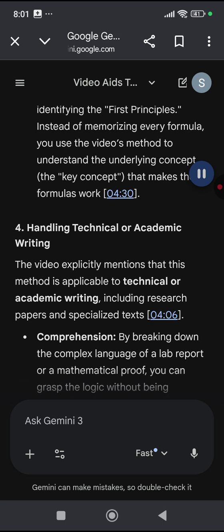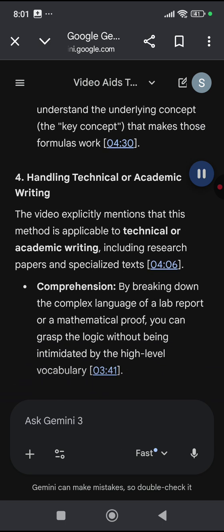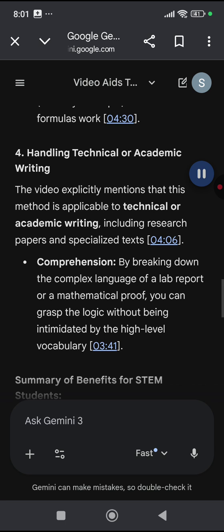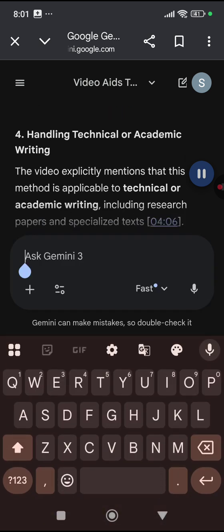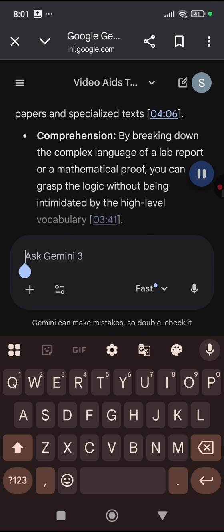4. Handling technical or academic writing. The video explicitly mentions that this method is applicable to technical or academic writing, including research papers and specialized texts. Comprehension: by breaking down the complex language of a lab report or a mathematical proof, you can grasp the logic without being intimidated by the high-level vocabulary.